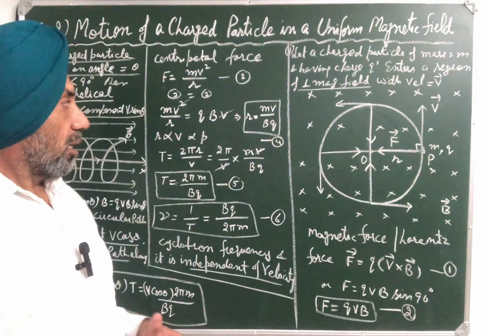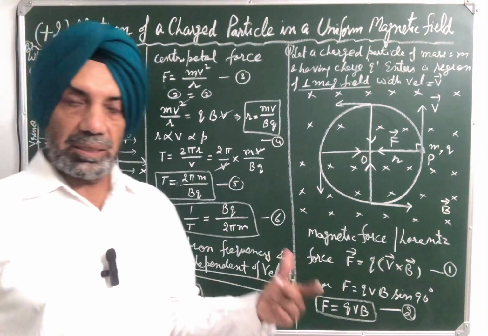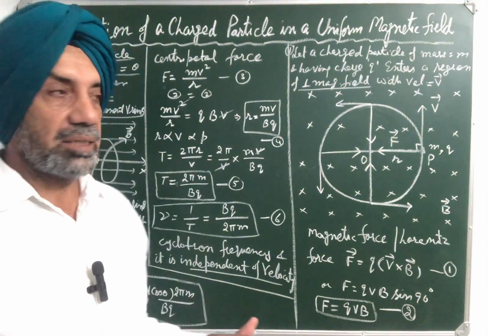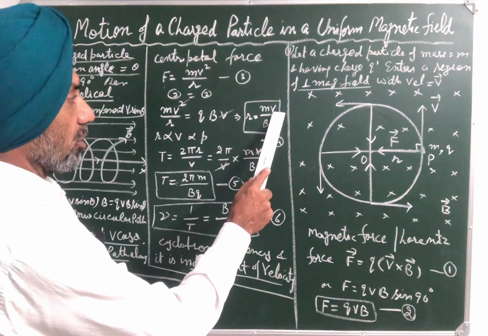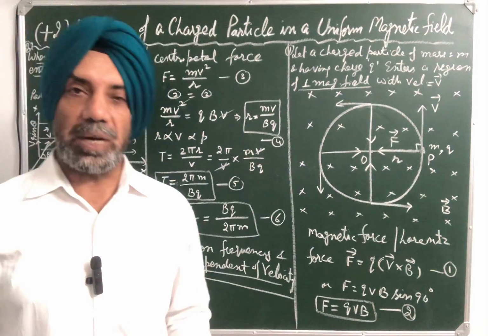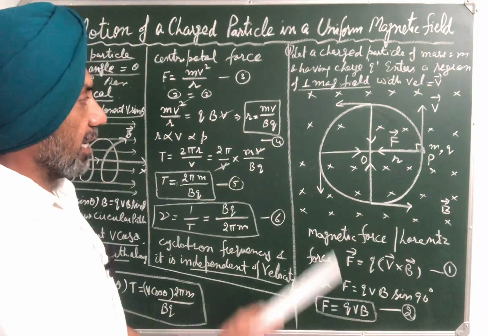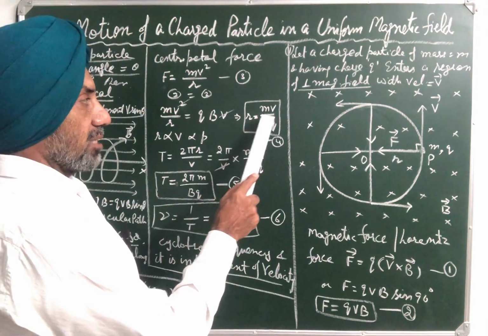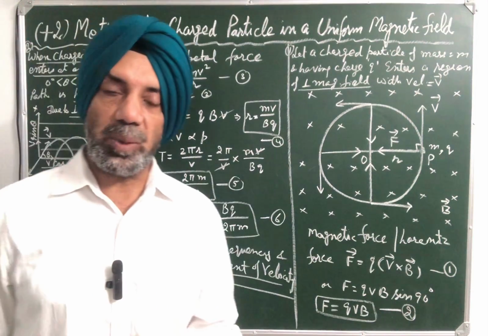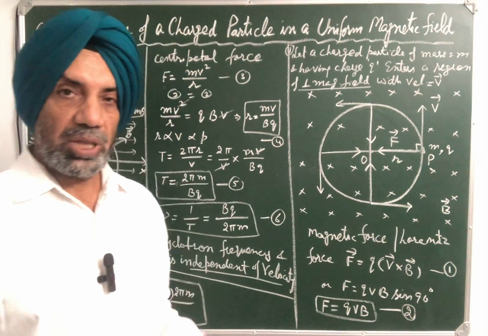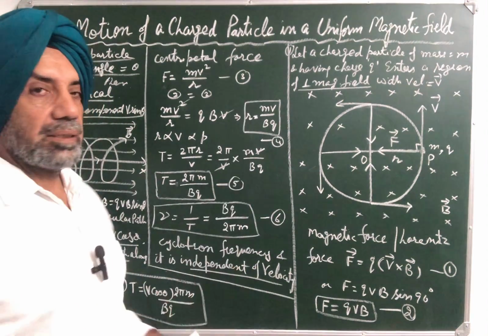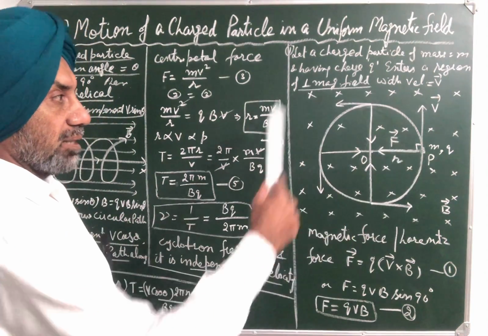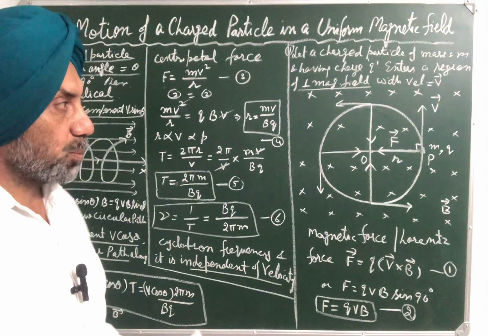It means the radius of the circular path followed by the charged particle in a uniform magnetic field is directly proportional to the speed of the charged particle, or we can say that this radius is directly proportional to the momentum of the charged particle. So the more the momentum, the more the speed, the more will be the radius of the circular path covered by the charged particle.